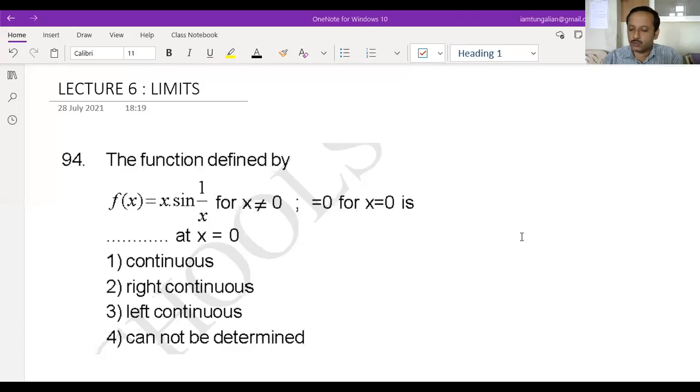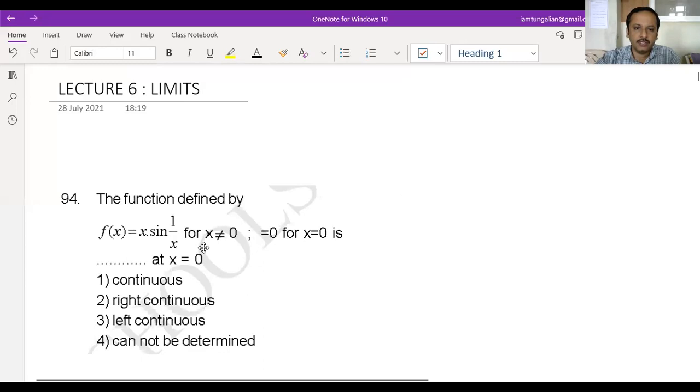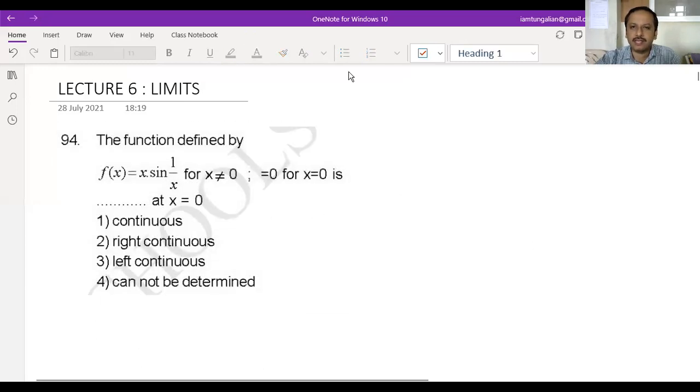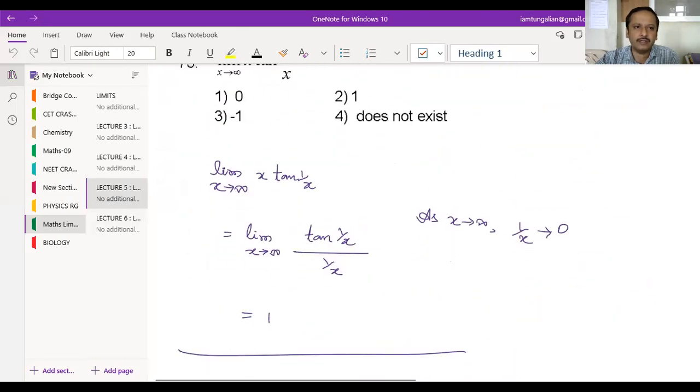Okay. So let's discuss continuity. Yesterday one of you was asking, sir, for a synopsis of continuous functions. So let me briefly explain what continuous functions are and then I'll move forward.